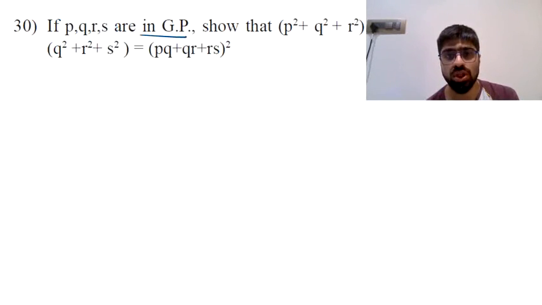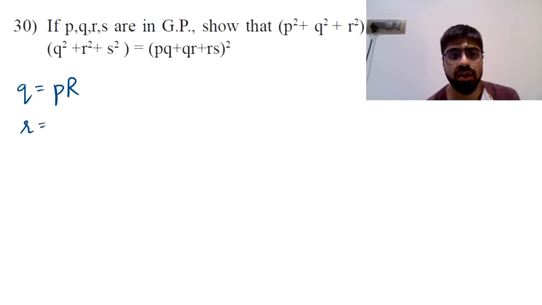There are 4 terms which are in GP. We need to show that this into this is equal to this. So if P, Q, R, S are in a GP, let's call the common ratio capital R. So we can say that Q will be equal to P into capital R, R will be equal to P into capital R square, and S will be equal to P into capital R cube.